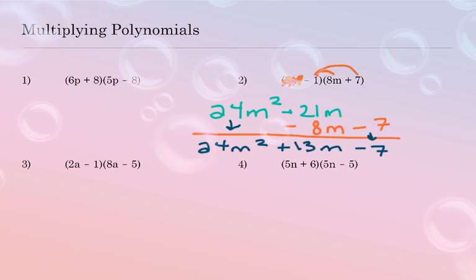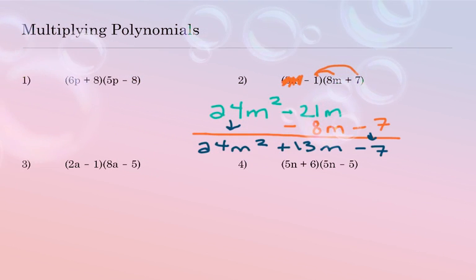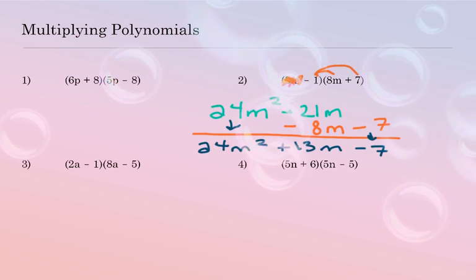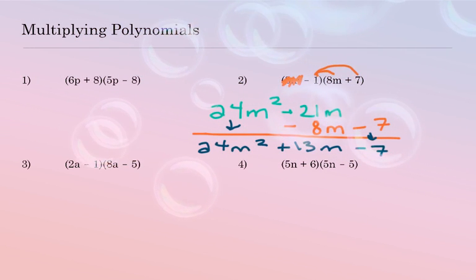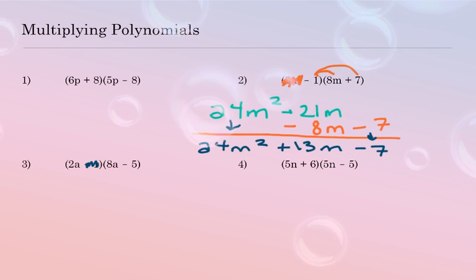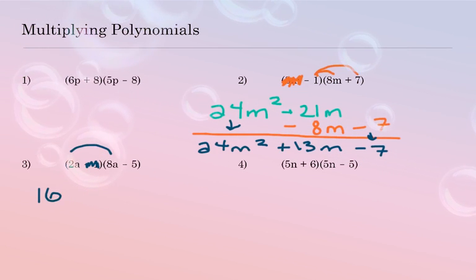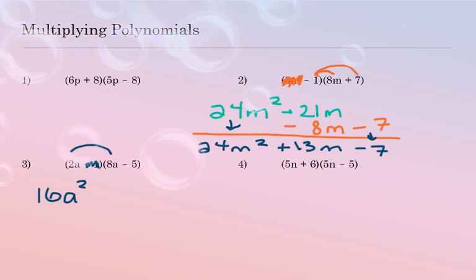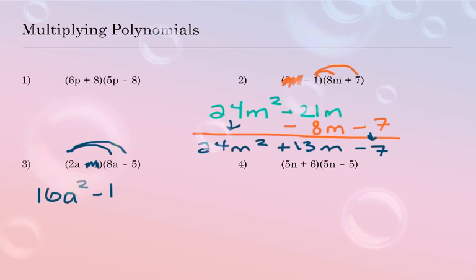And then jump forward to somewhere trinomials come into play. Just ignore this -1 right now. 2a times 8a. 2 times 8 is 16. A times a is a squared. 2a times a -5. 2 times -5 is -10, and then a is still there.